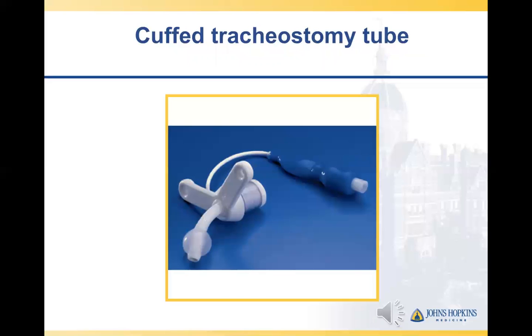Some patients require a cuffed tracheostomy tube. The cuff is on the cannula, and when inflated, it creates a seal between the tracheostomy tube and the tracheal wall. This may help protect the patient from aspiration and also serves to optimize respiration in ventilated patients by eliminating leak.